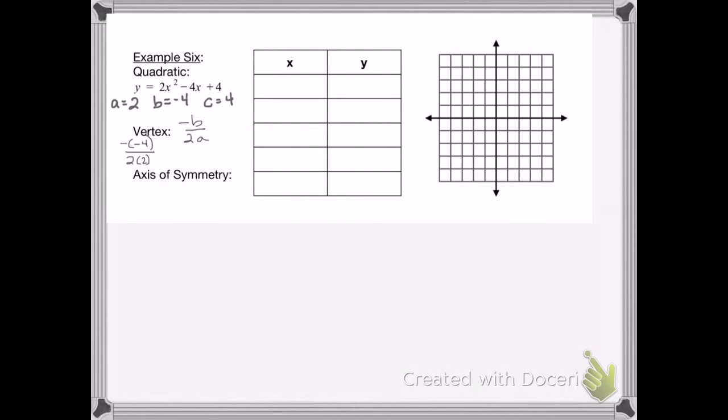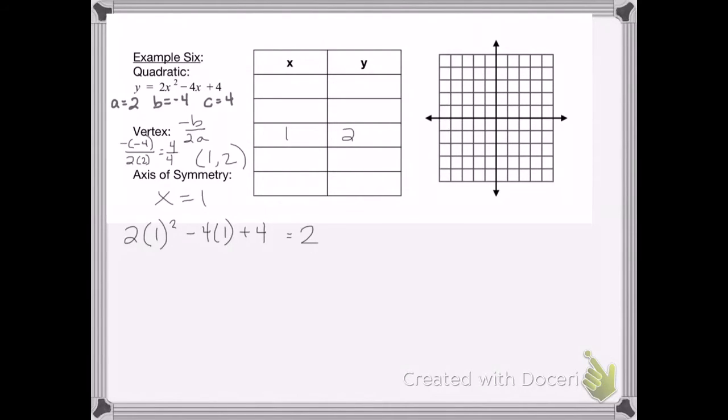Well, when we're solving this, a negative times a negative is a positive, so our numerator is going to change to a +4. And 2 times 2 gives us a 4, so again, our x here is going to be 1, because 4 divided by 4 gets us 1. Well, now we've got to plug that back in to find what our y is. So we have 2 times 1 squared minus 4 times 1 plus 4. So after we solve all of that, we will see that you get 2 as your y value. So our vertex here is 1, 2. And that means my axis of symmetry is x equals 1.